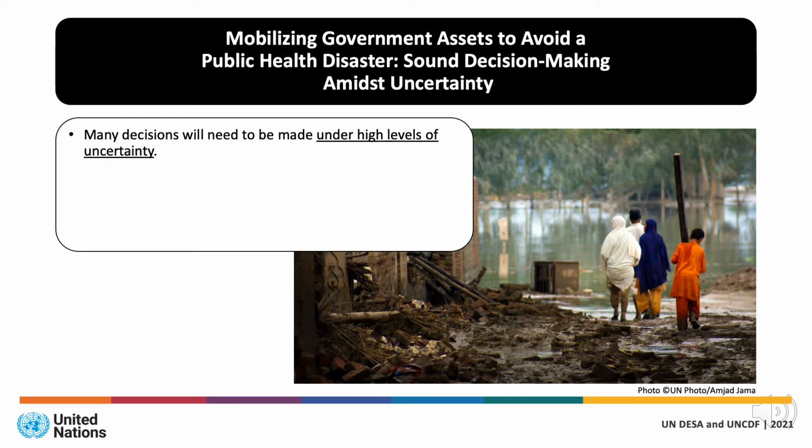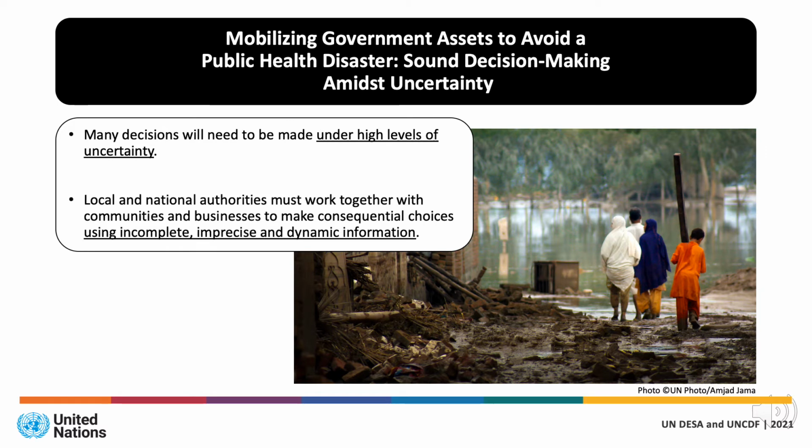When the possible modes of transmission and community spread are unknown or unconfirmed, asset managers can support the public health response based on their knowledge of the local context and how local systems operate. Many decisions will need to be made under high levels of uncertainty. Local and national authorities must work together to make consequential choices using incomplete, imprecise, and dynamic information.